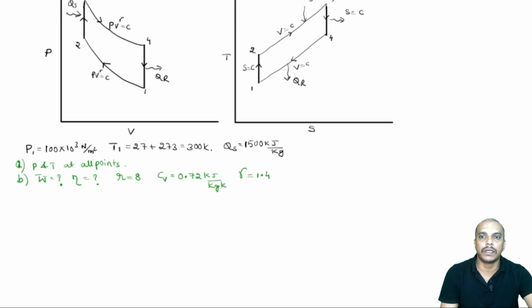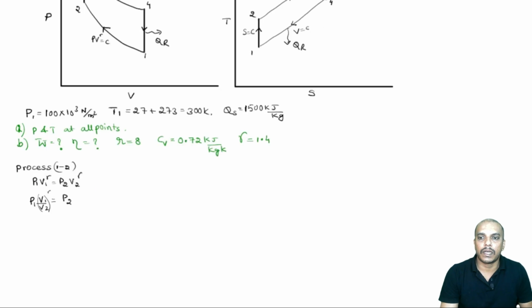So, our first task is to find out pressure and temperature at all salient points. Now, let us start. I will use P1 V1 power gamma. We will go one by one. So, we will use process 1 to 2. Now, 1 to 2 is what? P1 V1 power gamma is equal to P2 V2 power gamma, correct. So, we can say P2 is equal to P1 times V1 by V2 whole power gamma, and remember V1 by V2 is r.